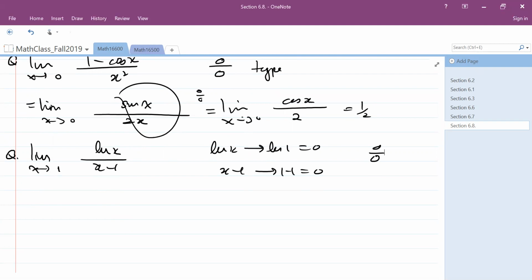I don't know why this section is not put in Math 165. This is supposed to be in 165, about how to find the derivative and how to find the limit.